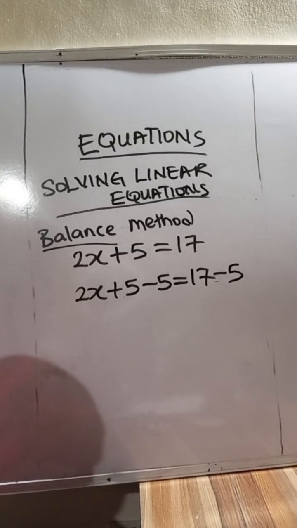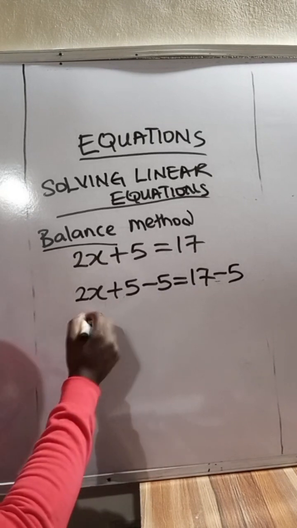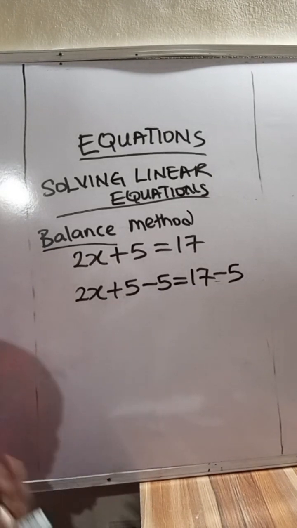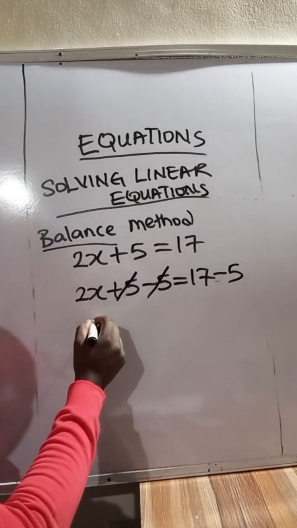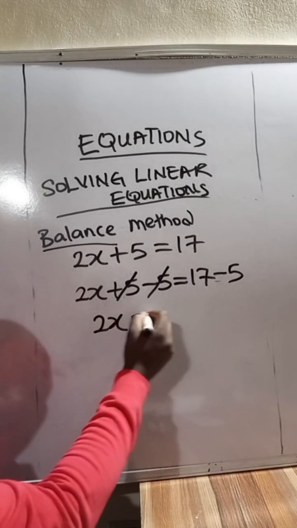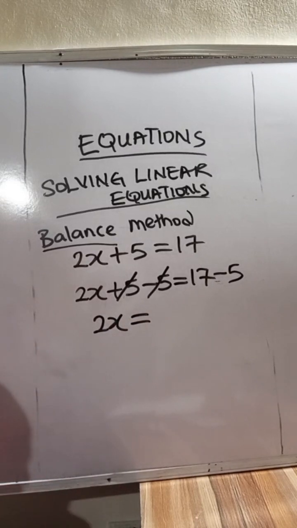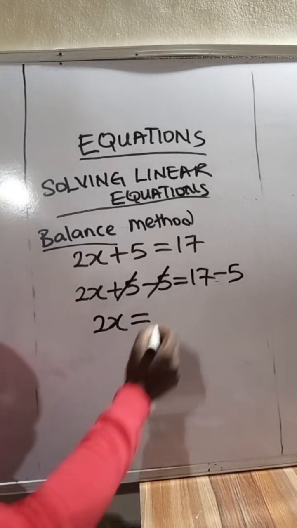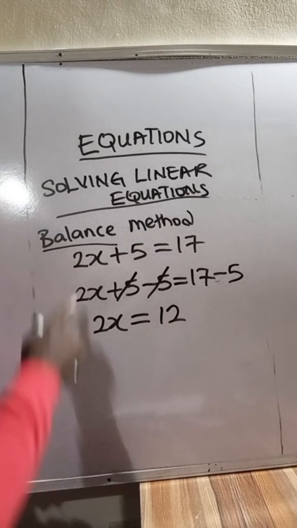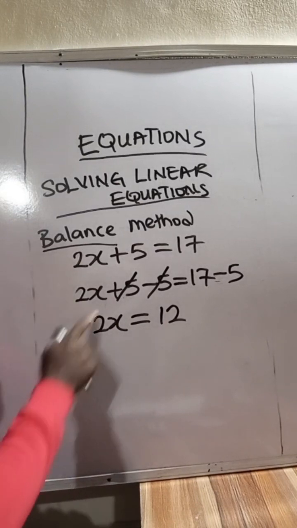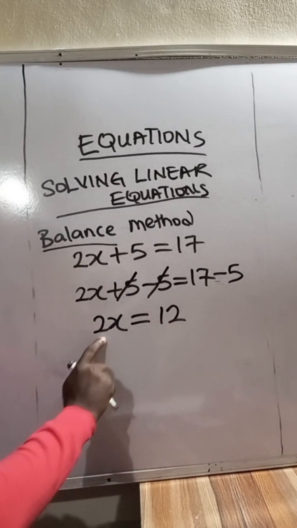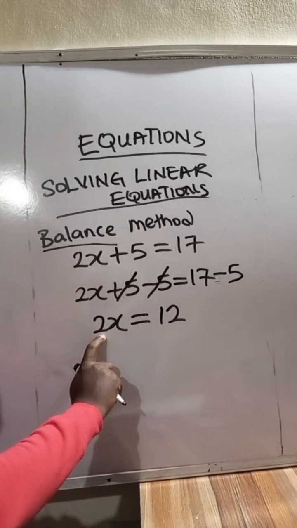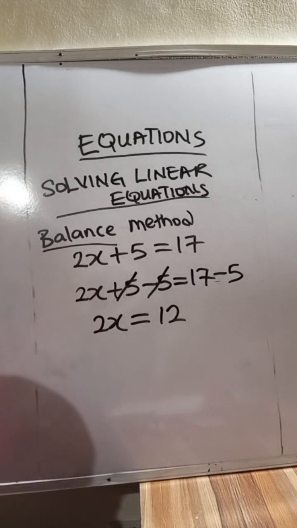Okay, so this will be plus 5 minus 5, they will cancel out, it will become 0, so both will cancel out. So we are going to have only 2x on the left, which is equal to 17 minus 5 is equal to 12. So looking at this and this, we can see that plus 5 is no longer there. Now we are getting closer to the answer. Okay, but we still need to eliminate 2. How do we eliminate 2?